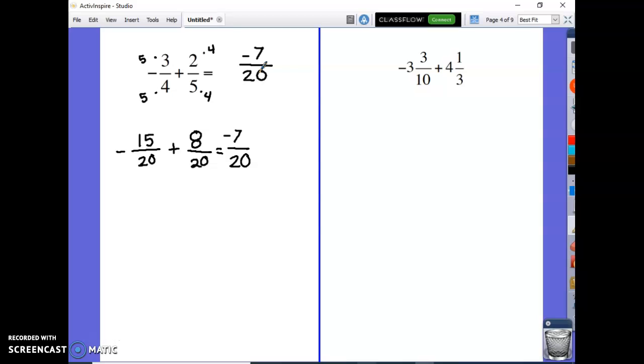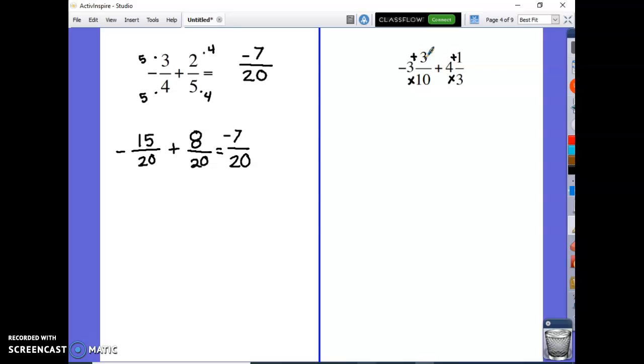Okay, now we have negative 3 and 3/10 plus 4 and 1/3. These are mixed numbers. So before we find a common denominator, we have to convert these into improper fractions. And how you do that is by multiplying the denominator by the whole number, then adding your numerator to it. This should all be reviewed, so I'm going kind of quick. Again, multiply your denominator by the whole number, then add your numerator.